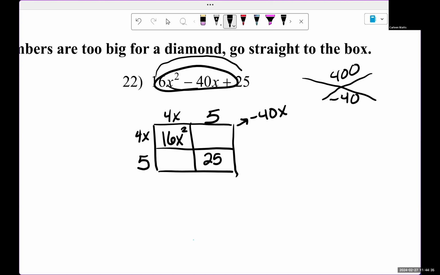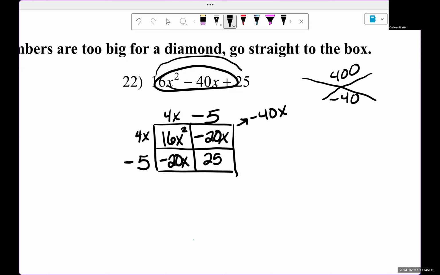So let's find out. 4x times 5 is 20x. 5 times 4x is 20x. This looks super promising. I may have gotten it on the first try. If this doesn't work, make a second box and try 8s and 2s instead of 4 and 4. Okay. I want my middle, I want to combine like terms and get negative 40x. I'm going to make these negative 5s, which will give me negative 20. It works.